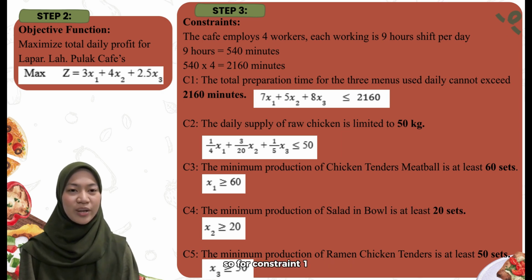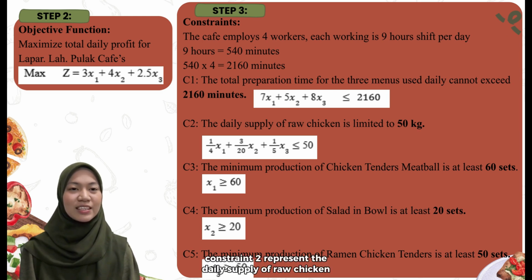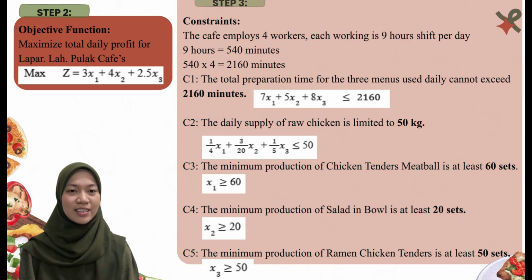So, constraint 1 represents that the total preparation time for the 3 menus used daily cannot exceed 2160 minutes. Constraint 2 represents that the daily supply of raw chicken is limited to 50 kg. Constraint 3 represents that the minimum production of chicken tenders meatball is at least 60 sets. Constraint 4 represents that the minimum production of salad in bowl is at least 20 sets. The last, constraint 5, represents that the minimum production of ramen chicken tenders is at least 50 sets.